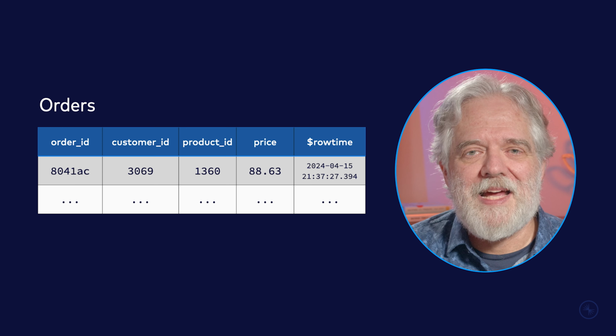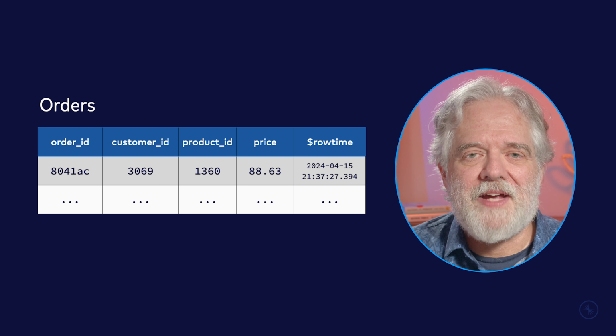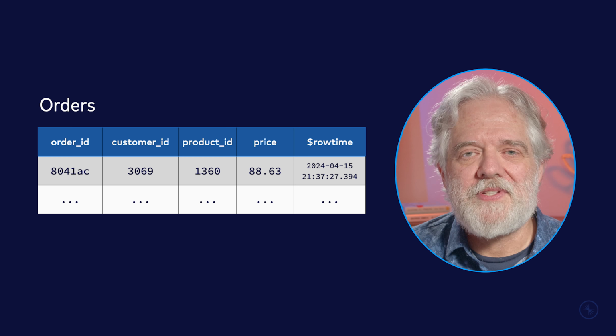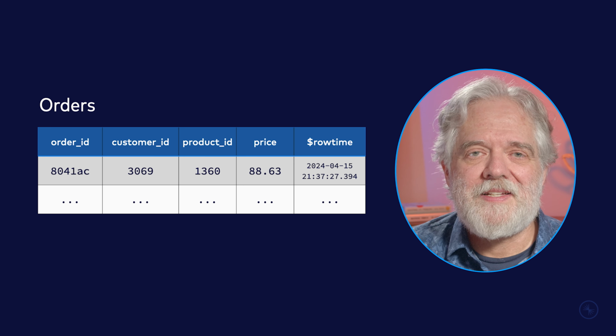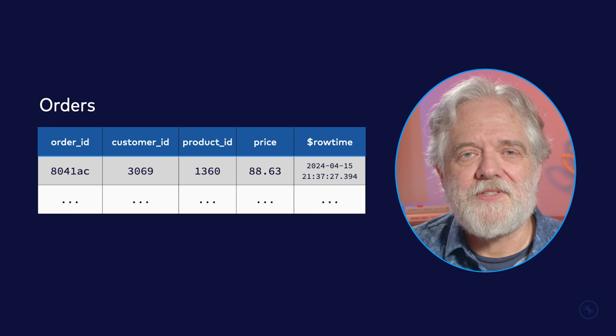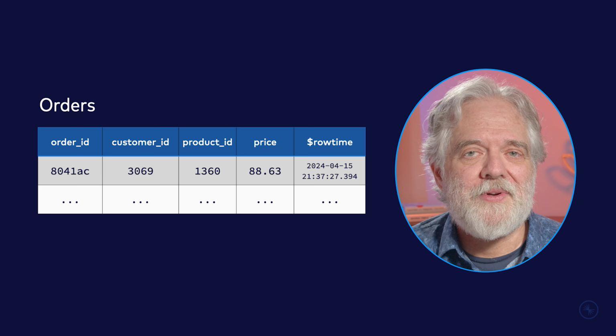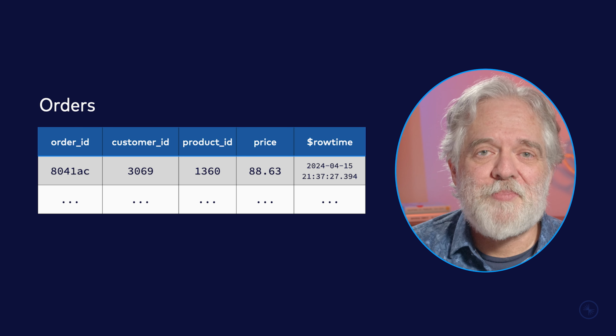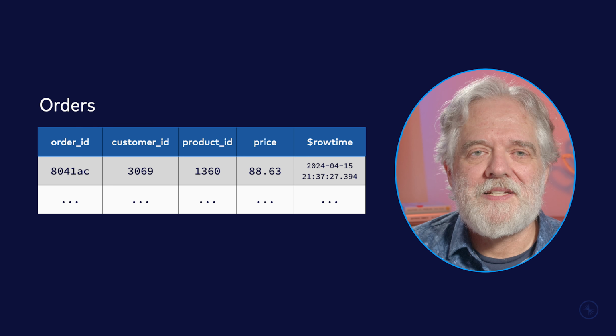The first couple of examples I want to show you involve detecting patterns in this orders table. In these examples, we'll be using the customer ID, product ID, price, and row time fields, which tell us which customer placed the order, what product they purchased, its price, and the time the order was placed.